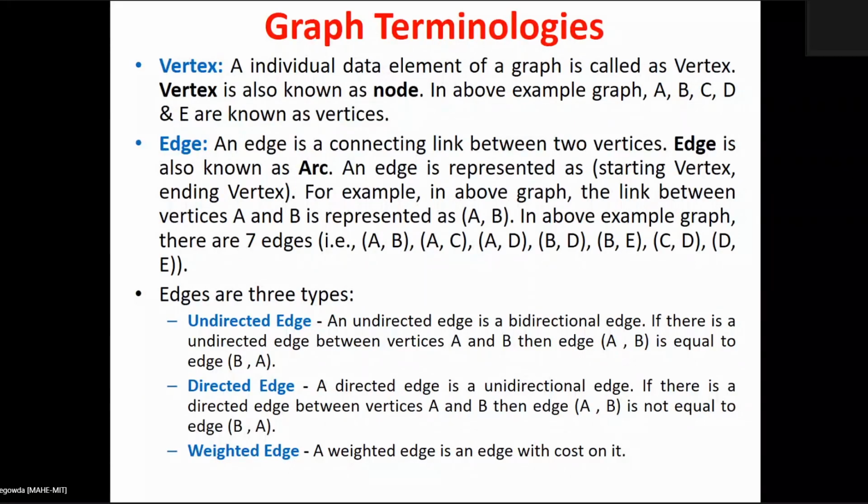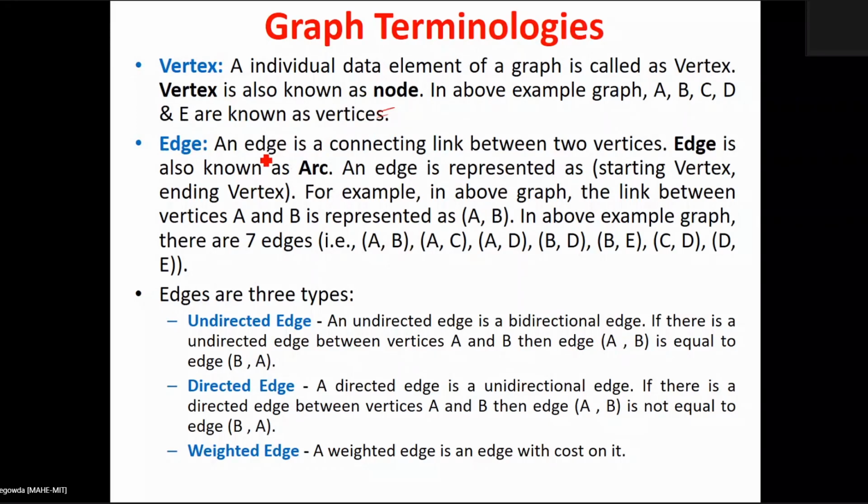Okay, some of the graph terminology. There are no standard terminologies used in the graph, but we still have some of the terminologies we have to remember. Vertex, as I have told, is an individual data element of a graph and is also known as a node. In the previous example, we showed that A, B, C, D and E are known as vertices.